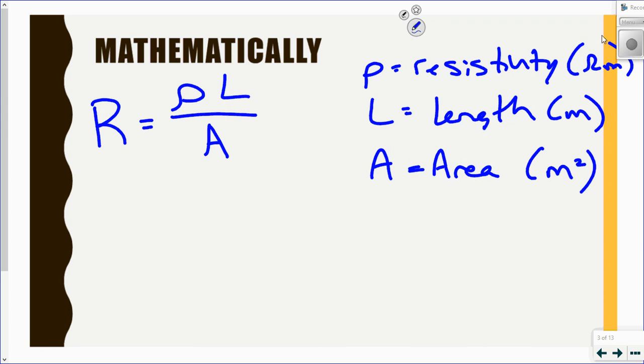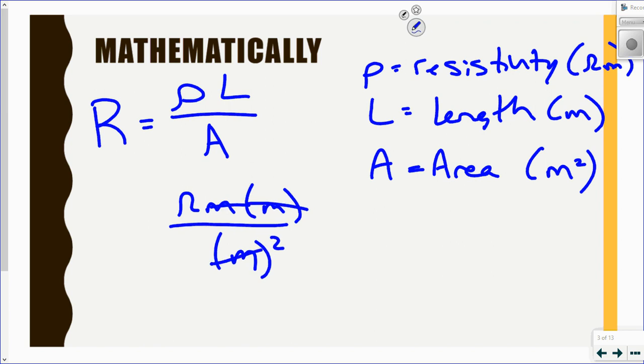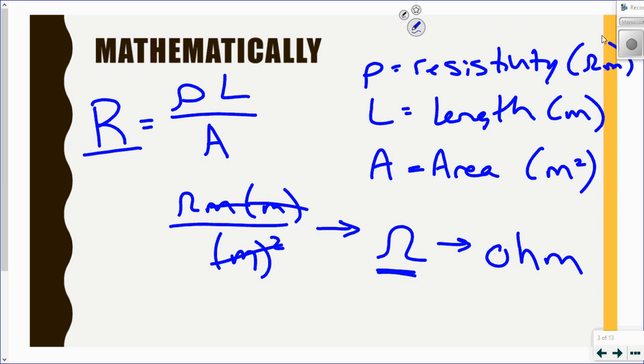Now, if you do a little bit of math with the units here, you can actually figure out that if we were to put in the units for each of our components here, the meters end up canceling out, and you're left with an ohm, spelled O-H-M. That is the unit for resistance, or for our R here. Resistance is going to be measured in ohms.